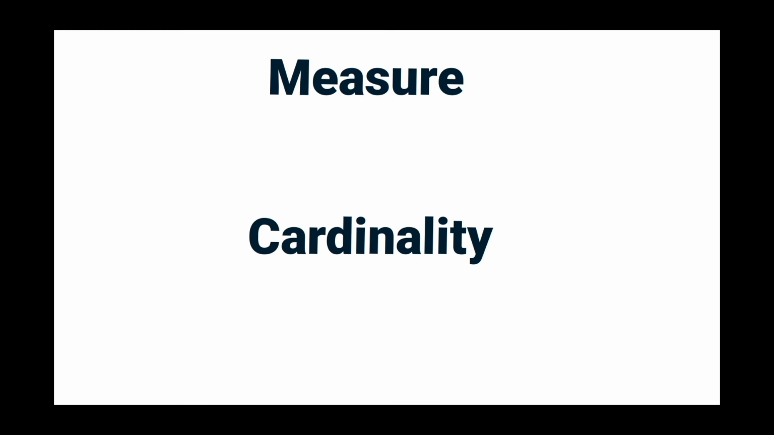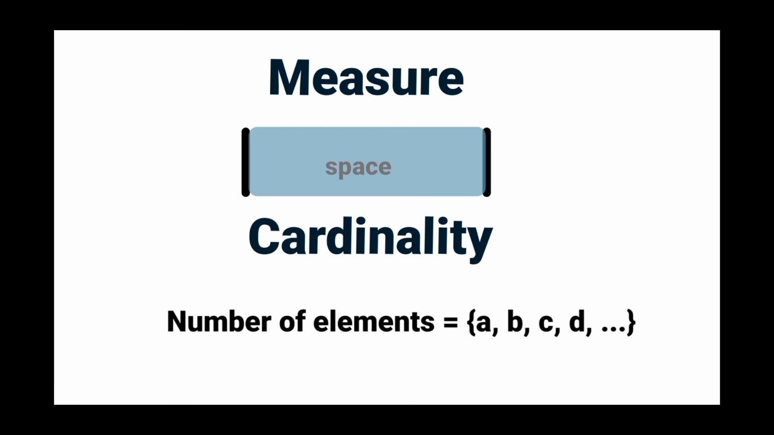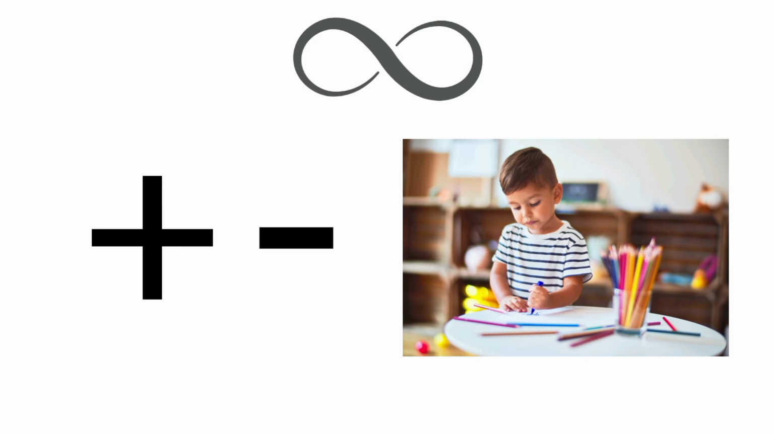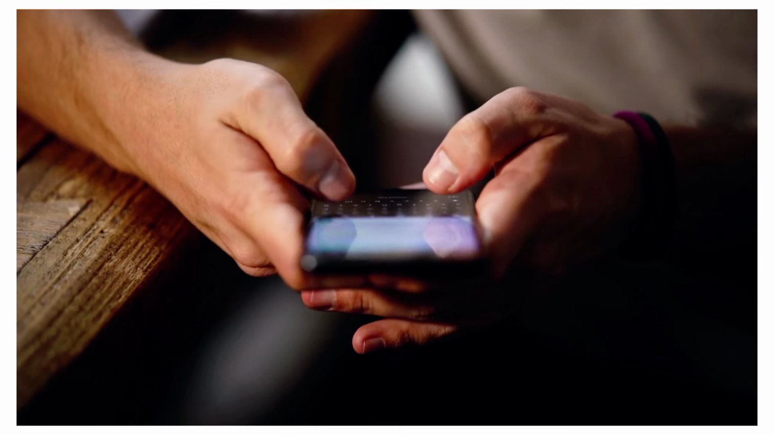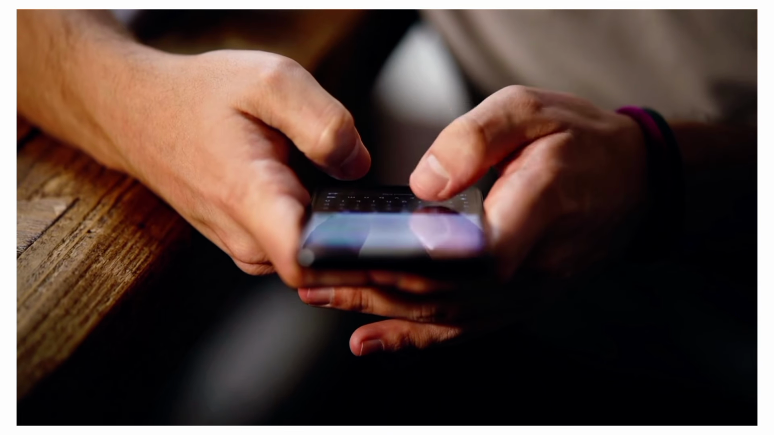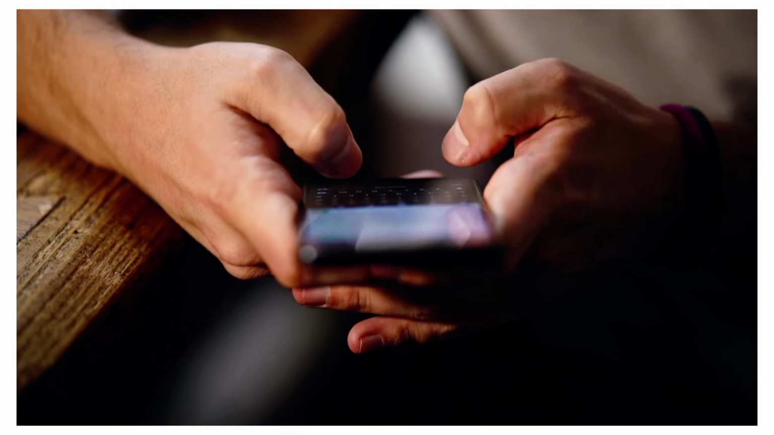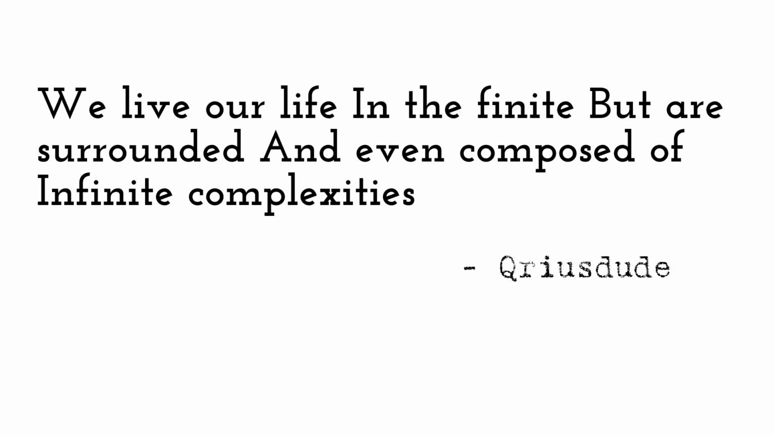This feels like a paradox because we confuse measure with cardinality. Measure is about space. 3 cm is objectively more space than 2 cm, but cardinality is about the number of elements. When you deal with infinity, the rules of addition and subtraction that we learned in kindergarten break down. It means that within every tiny flick of your finger, there is a vastness that is just as big as the space between the stars. We live our lives in the finite, but we are surrounded by, and even composed of, infinite complexities.